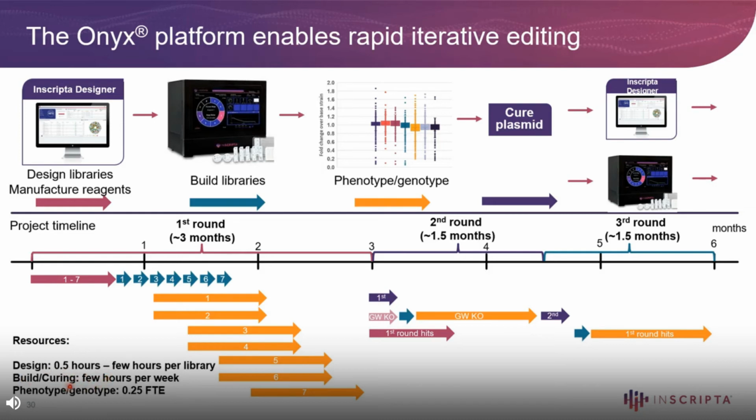And then phenotyping or genotyping is about a quarter FTE in order to do that work. So a lot of the effort is actually spent phenotyping your libraries. So while you're able to go through these iterative rounds of genome engineering very rapidly, it also doesn't require a significant amount of time resources or people resources in order to do that.